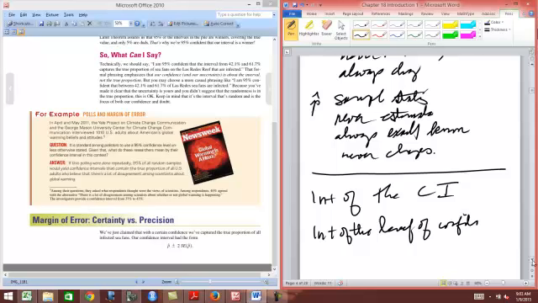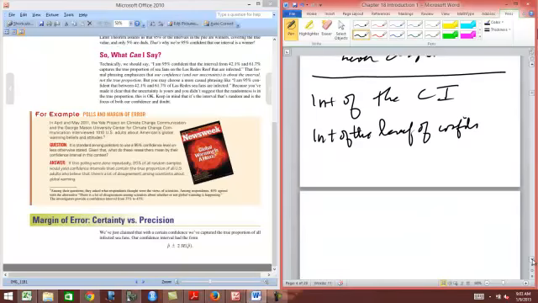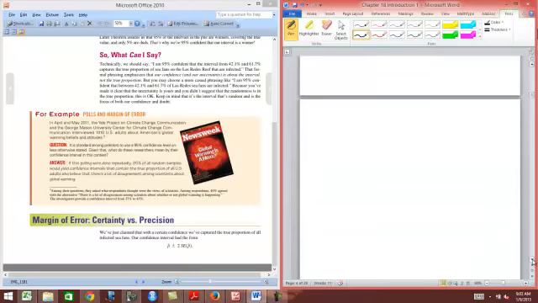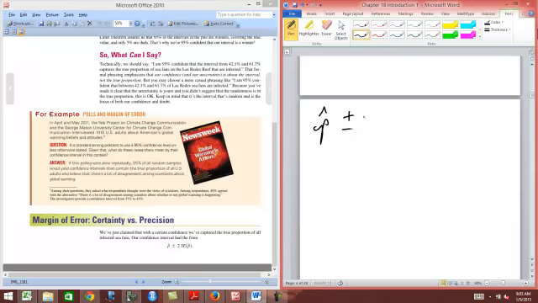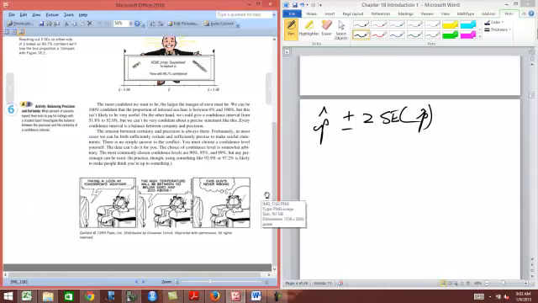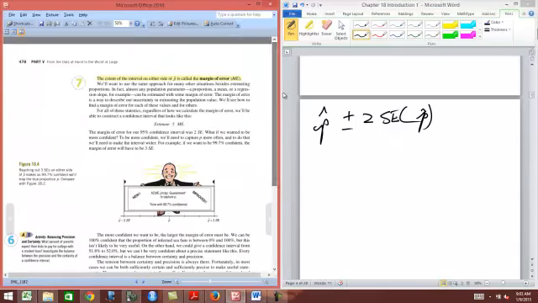Now, here is the formula for the confidence interval. You want to write this down, or do something until you remember it: p hat plus or minus 2 times the standard error of p hat. Now this is our confidence interval. It has this form. Now we're going to get a little bit more refined about this.